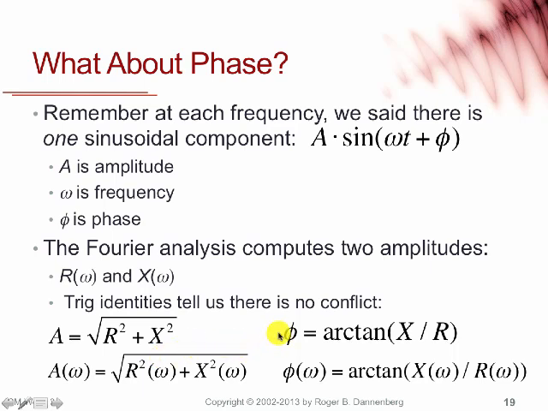Now, the phase is the arctangent of x over r. Or if you like seeing the omega parameter, the frequency parameter in there, we take x of omega divided by r of omega, take the arctangent, and that gives us phi of omega. So at every frequency, there's both an amplitude A and a phase phi, just equivalent to the real and imaginary parameters.